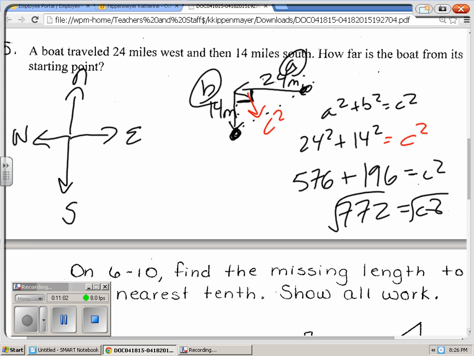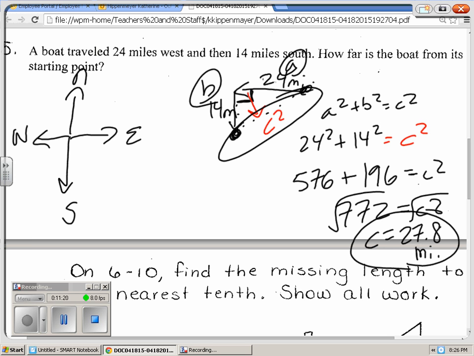Take the square root of each side, and we get c equals 27 point, and when you round it, it's 8, and this time the units are miles. How far is the boat from its starting point? We did find the correct value, and that was c, 27.8 miles.